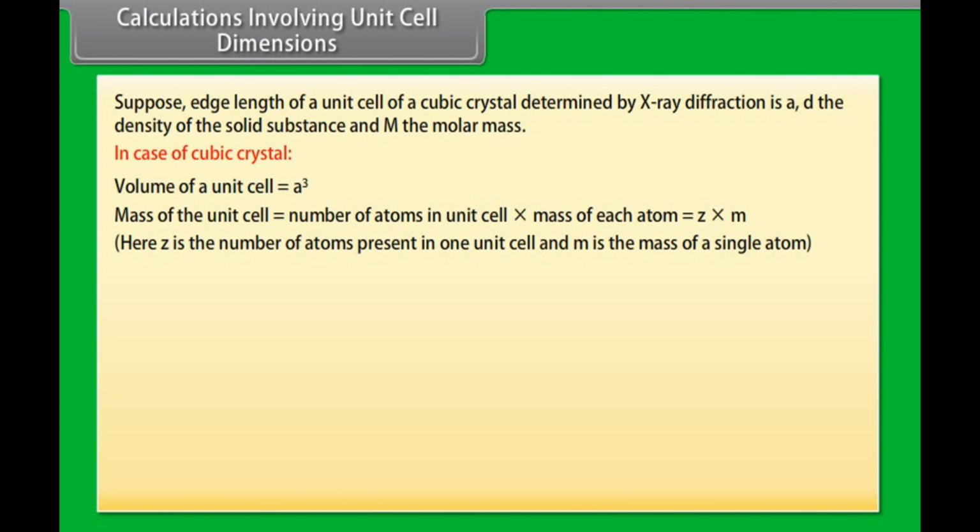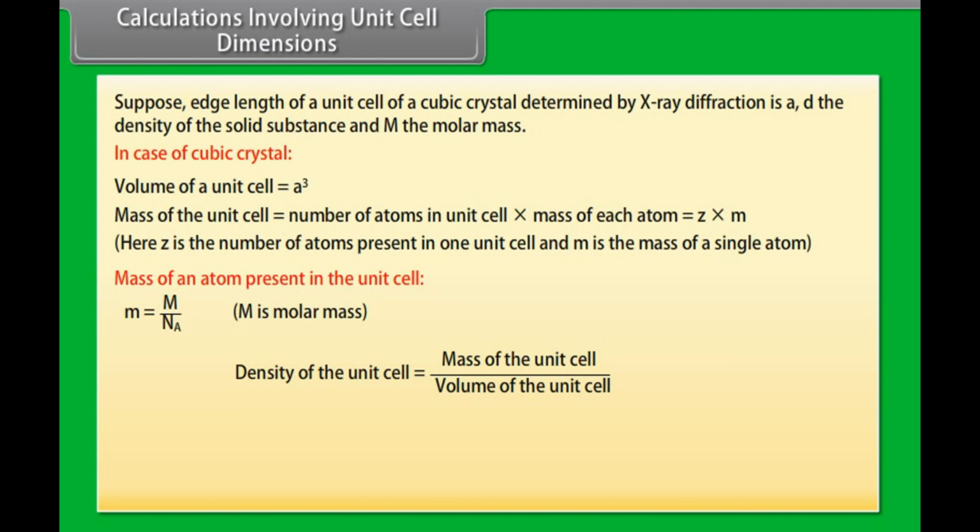Here, Z is the number of atoms present in one unit cell and m is the mass of a single atom. The mass of an atom present in the unit cell, m, is equal to M upon Nₐ, where M is the molar mass. Density of the unit cell is equal to the mass of the unit cell upon the volume of the unit cell. Therefore, d is equal to Z times m upon a cubed, which is equal to Z times M upon a cubed Nₐ, or d equals Z M upon a³ Nₐ.